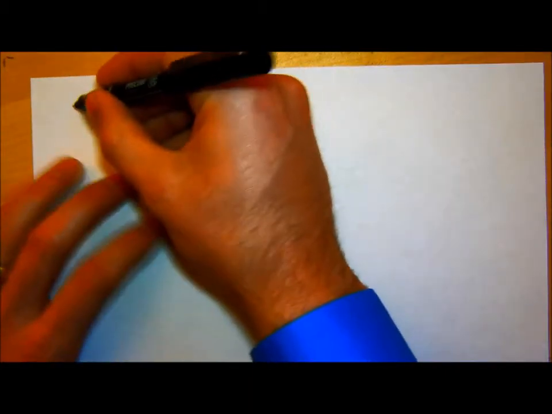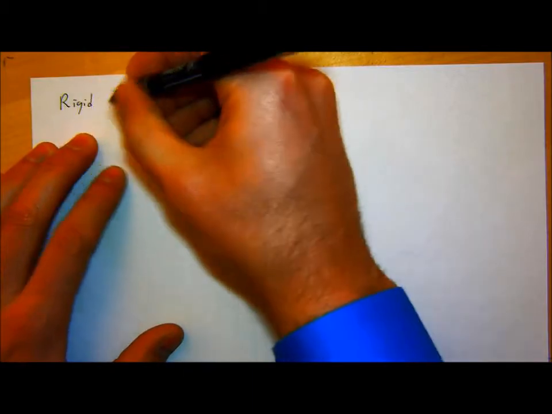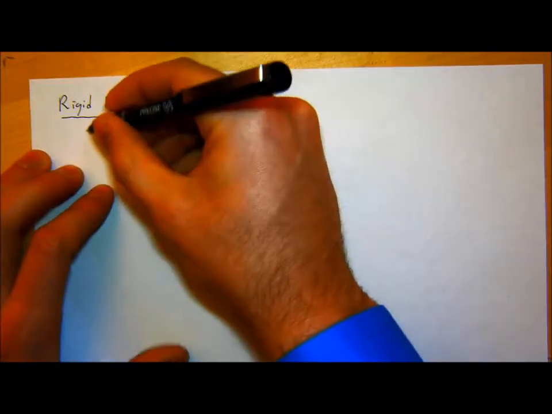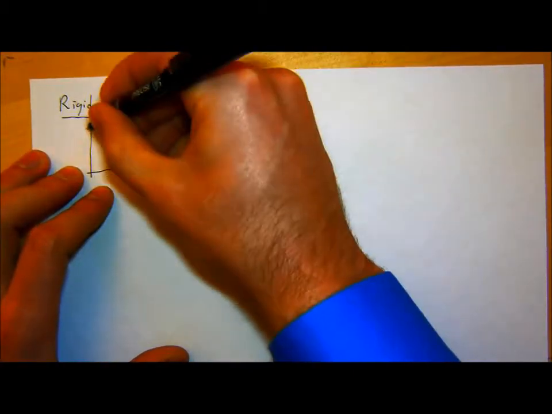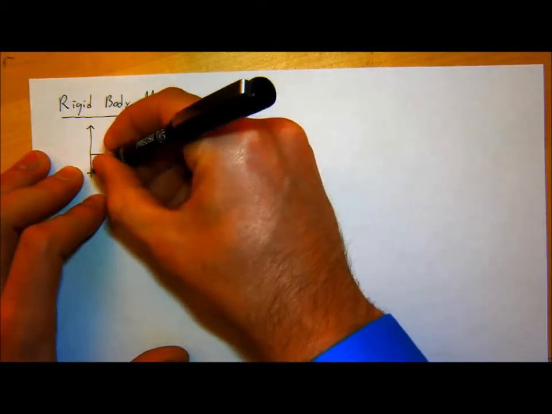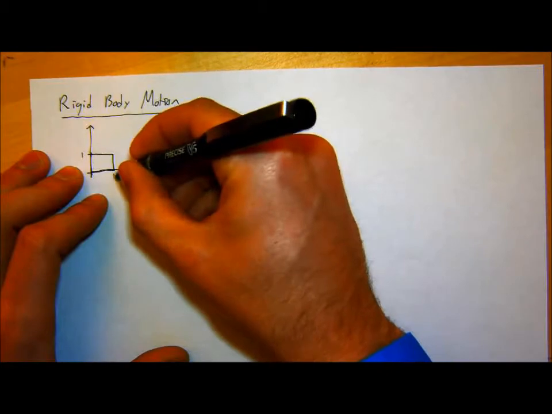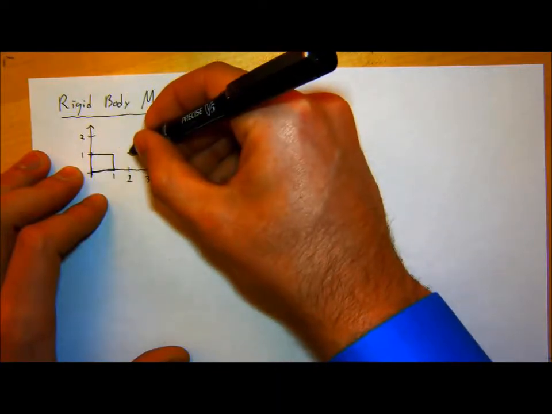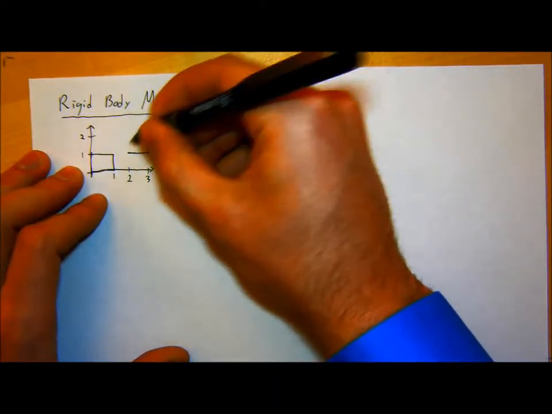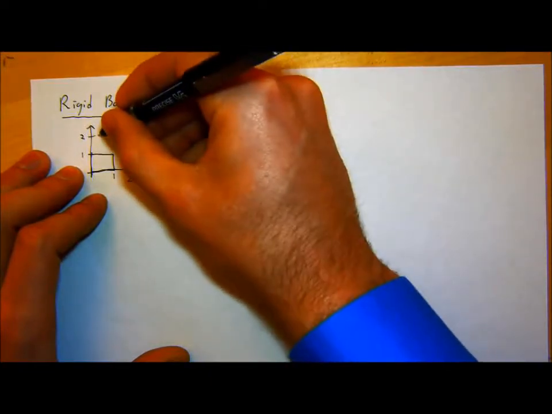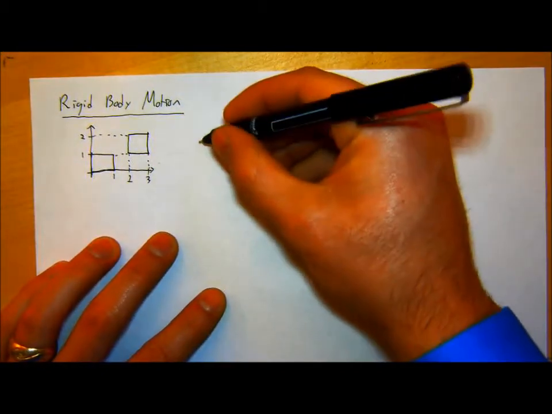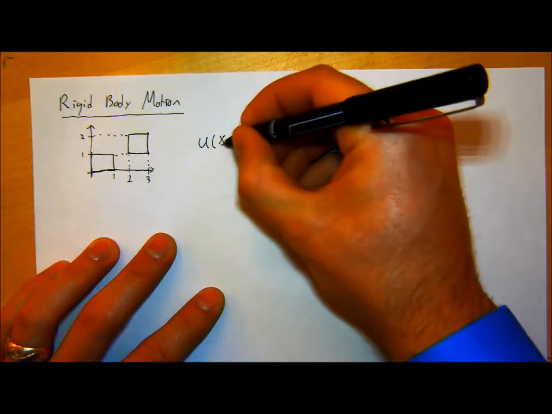Let's look at rigid body motion. So if I start off with a body originally at some point 1, 1, 2, 3, 2, and then I move it over to some new coordinate here, now I have my u. I actually have to start considering the vector components of this.